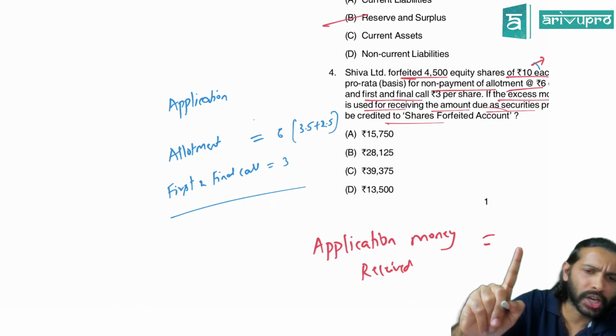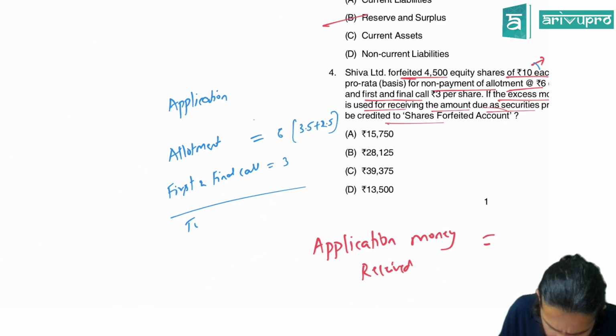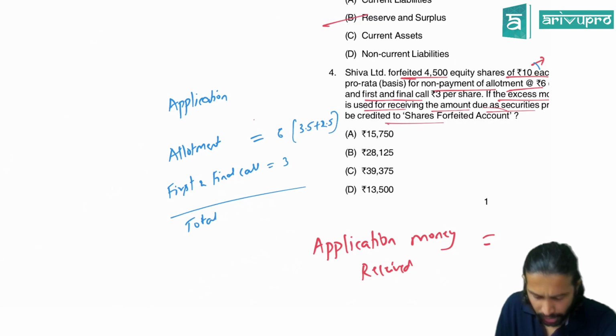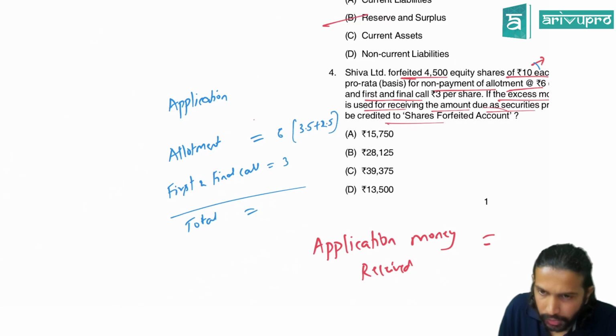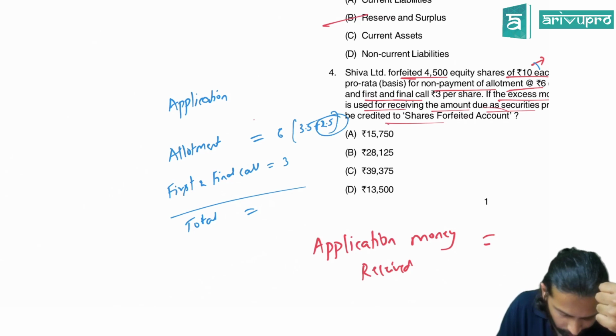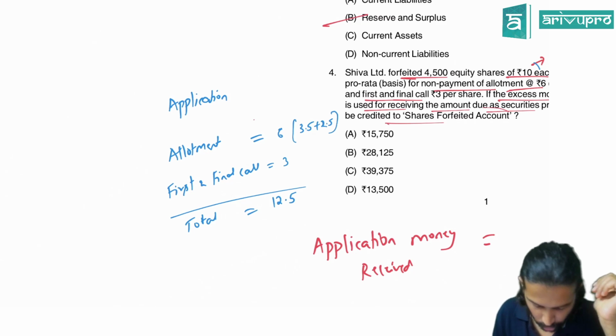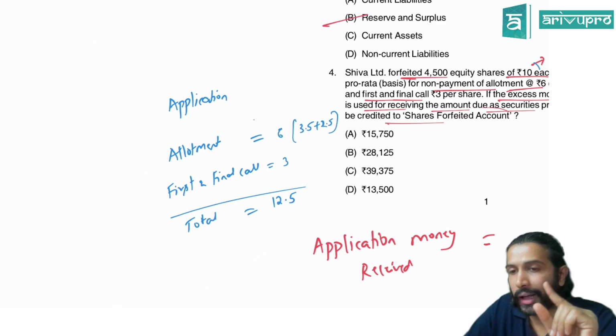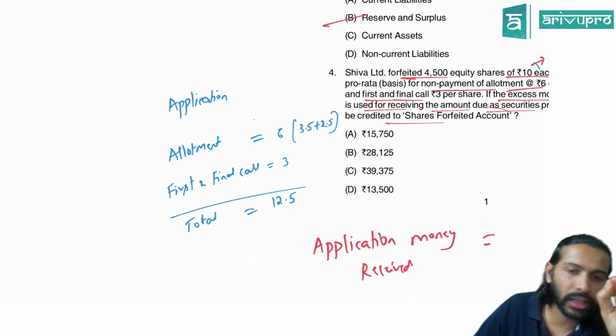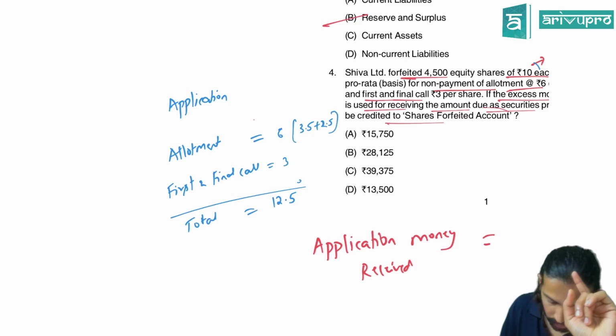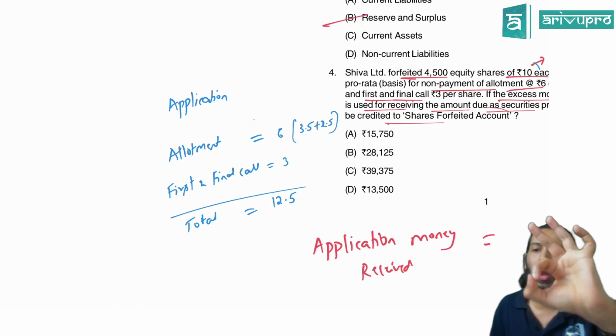That means on one share, how much is the company collecting from the shareholder? Face value of 10 plus 2.5 rupees premium. So that means totally they are collecting 12.5 rupees. Correct? 12 and a half rupees is the value the company is expecting from each shareholder.